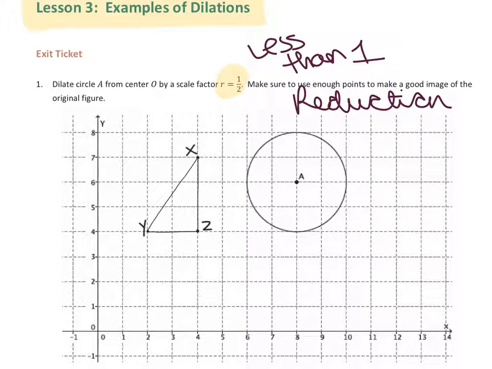We're going to start with the triangle. So we have triangle XYZ. Right now Y to Z has a measure of 2. So when we reduce it to 1/2, it's going to have a base of 1. So I know it's going to be one box across, but the problem is I don't know exactly where to put it. According to the question, I'm dilating from center O. So I'm going to be moving towards the origin.